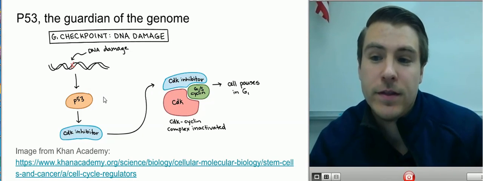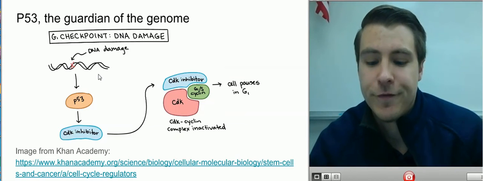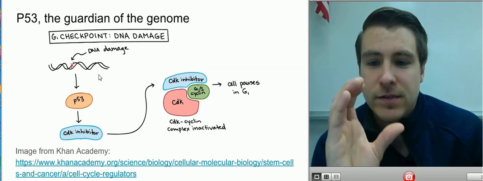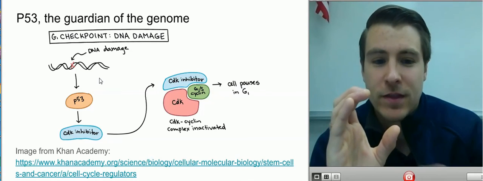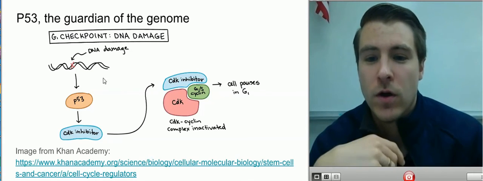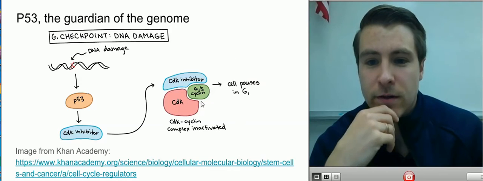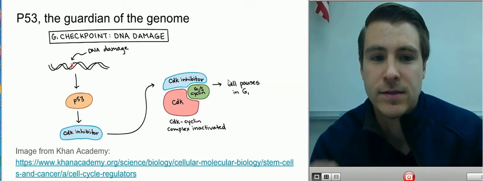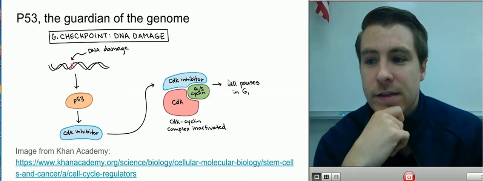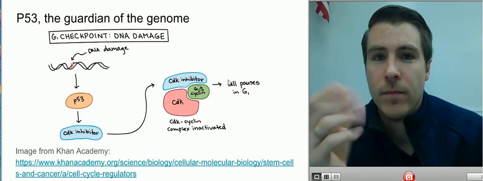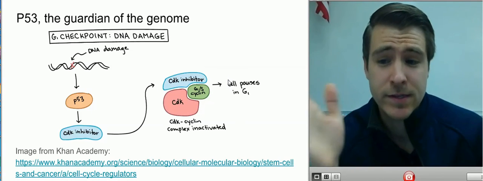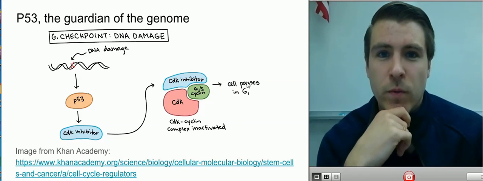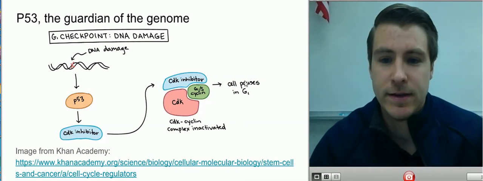Now, in a healthy individual, if that cell is found to have DNA damage, p53 will detect it and will halt the cell cycle and cause it to pause in the G1 phase, preventing it from going into the S phase, which is where the cell goes and copies its DNA. And this is a good thing because, again, we don't want to copy mutated DNA.